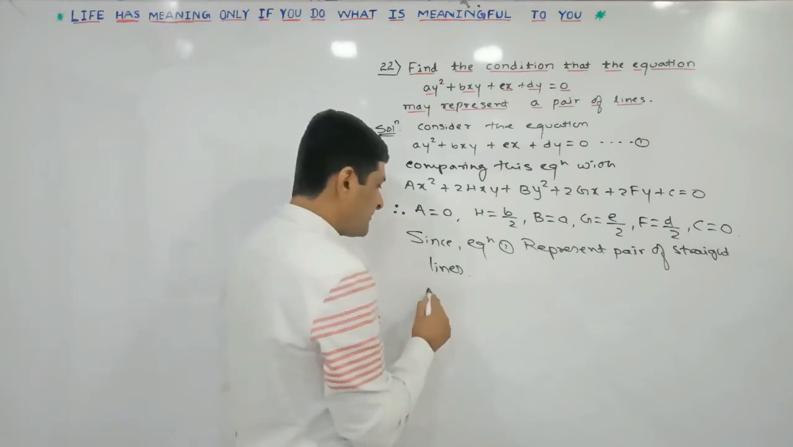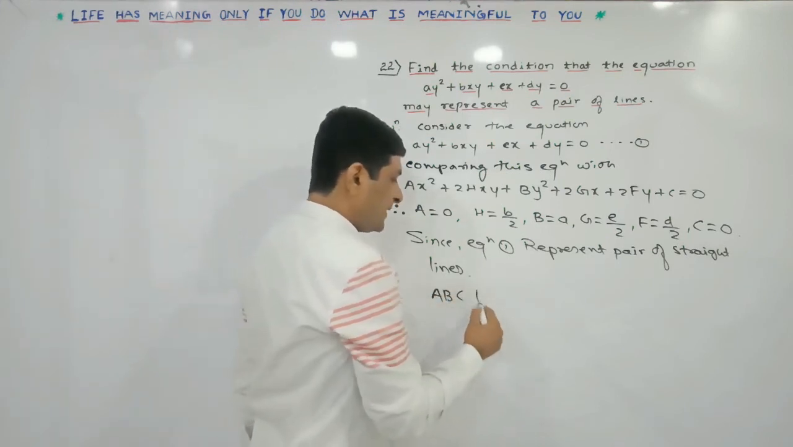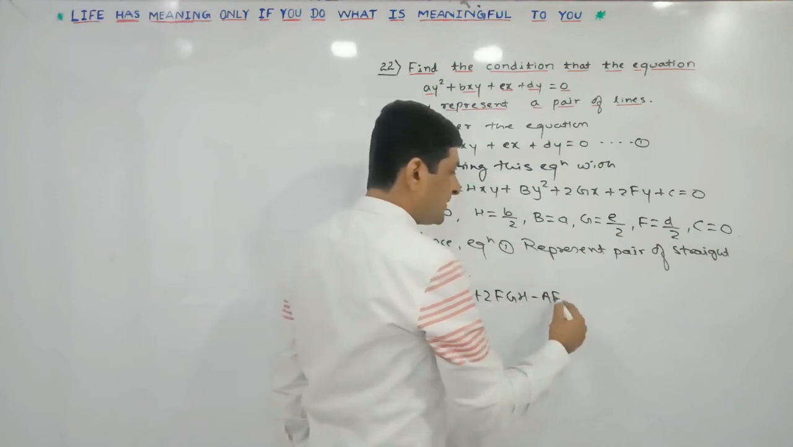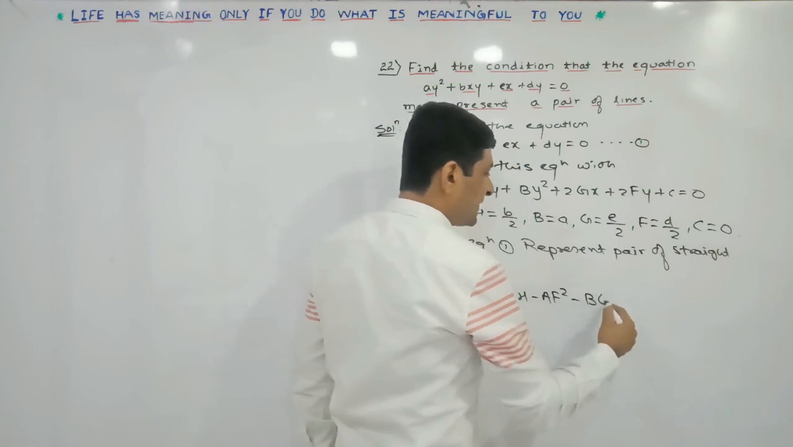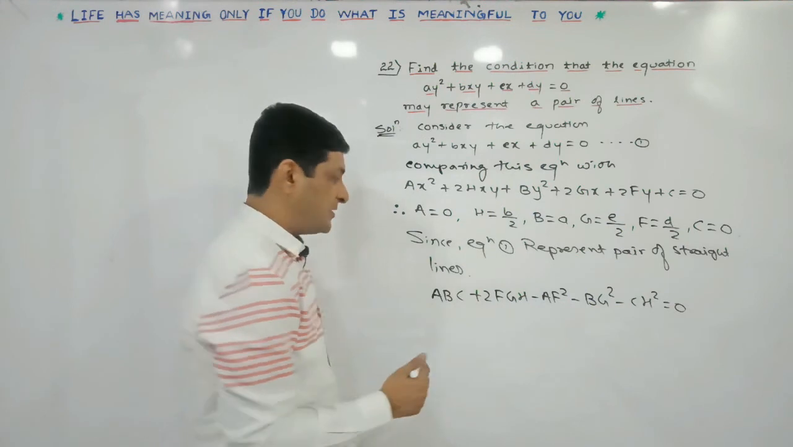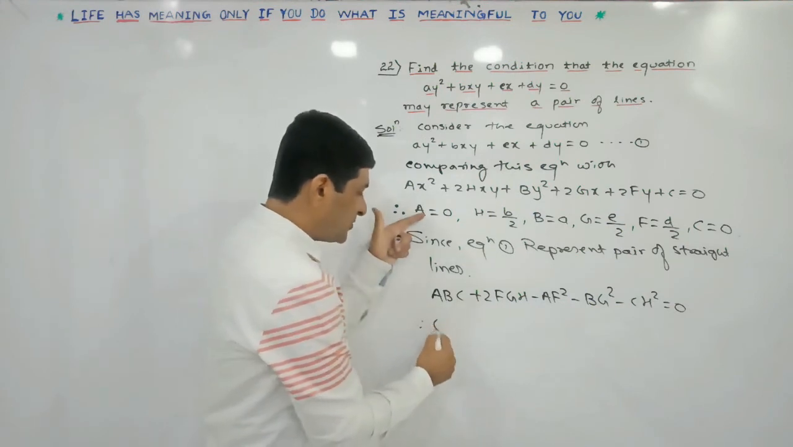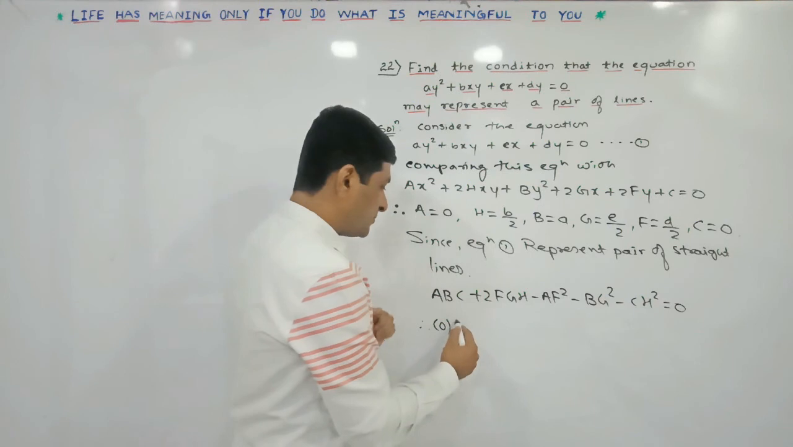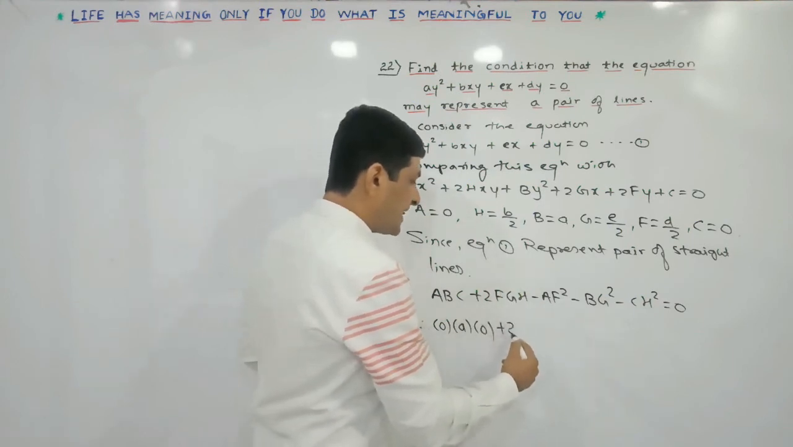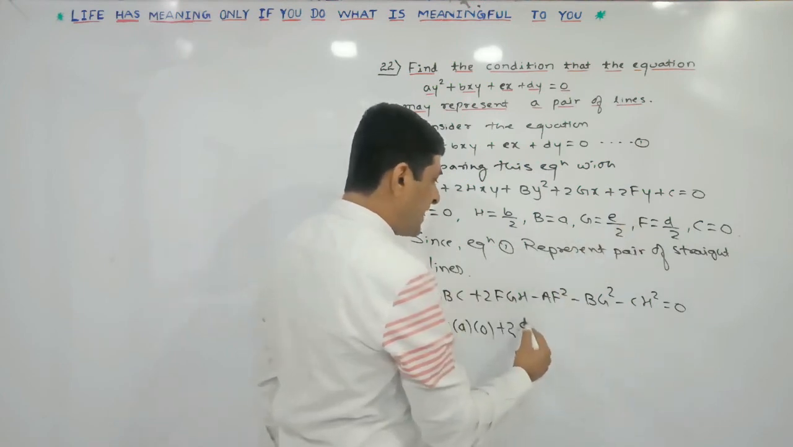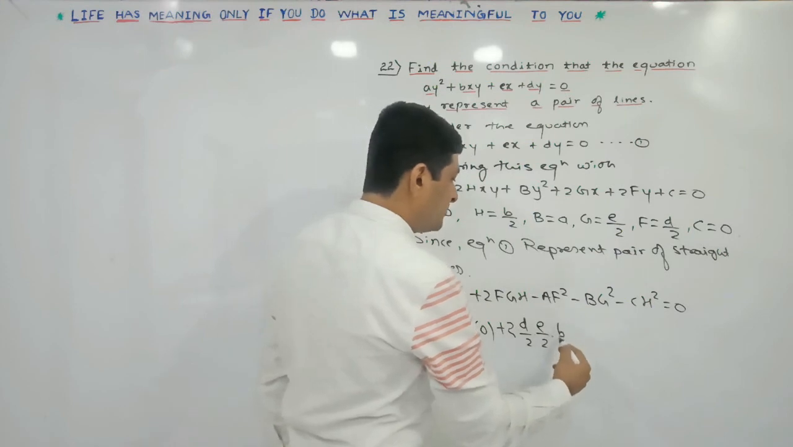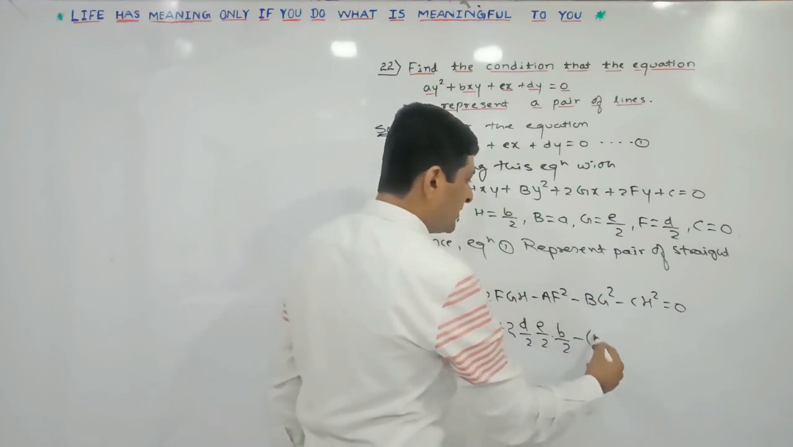What is that expression? abc plus 2fgh minus af square minus bg square minus ch square is equal to 0. Now substitute the values. So here a will be equal to 0, b is equal to small a, and c is also equal to what? 0. Plus 2, keep it as it is. f is equal to d by 2, g is equal to e by 2 and h is equal to b by 2, minus a will be equal to 0.